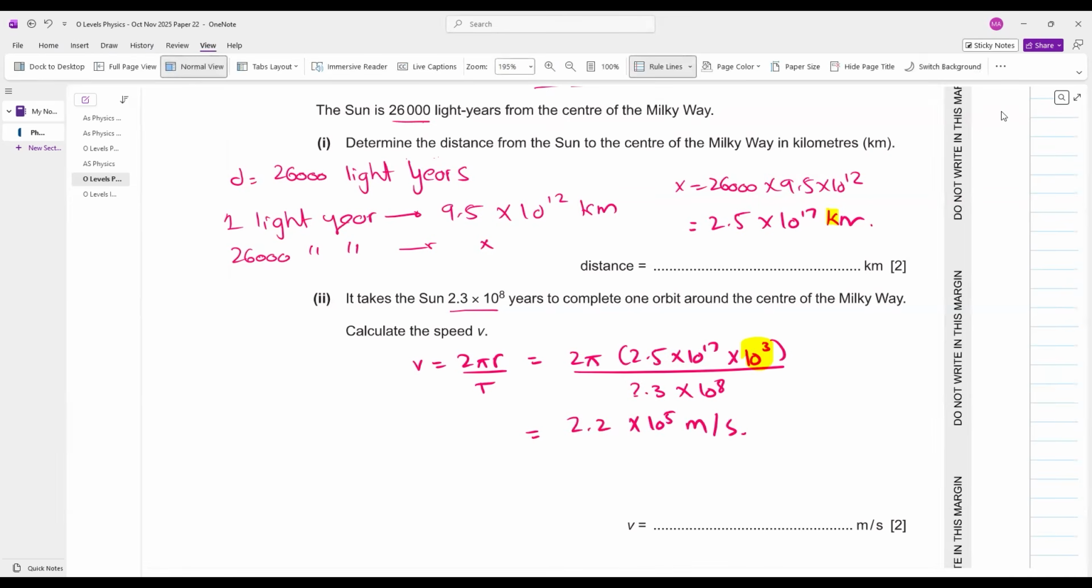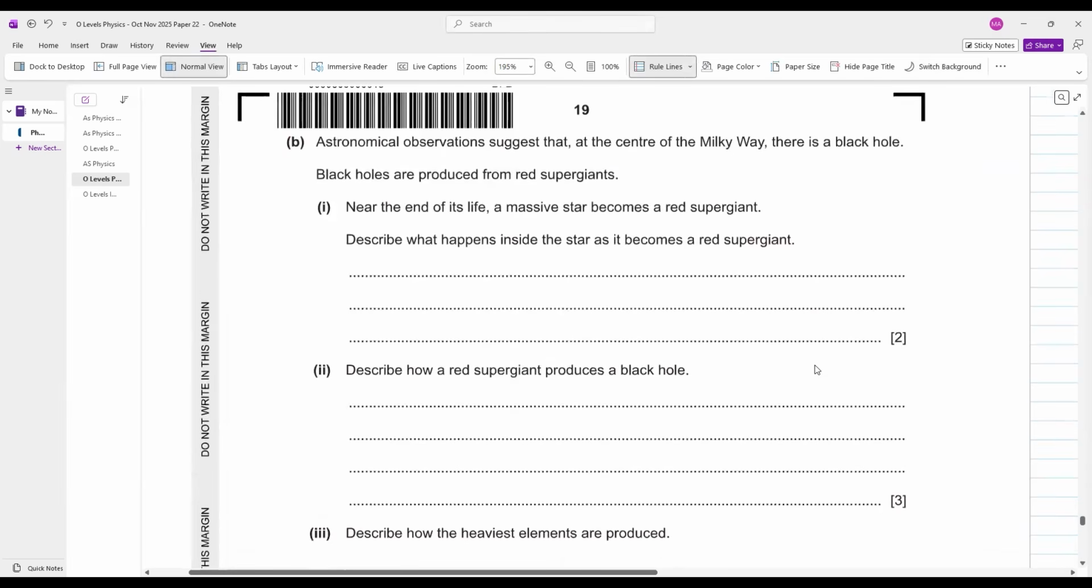Simple. Let's move ahead. Astronomical observations suggest that at the center of the Milky Way there is a black hole. Black holes are produced from red supergiants. Near the end of its life, a massive star becomes a red supergiant. Describe what happens inside the star as it becomes a red supergiant.